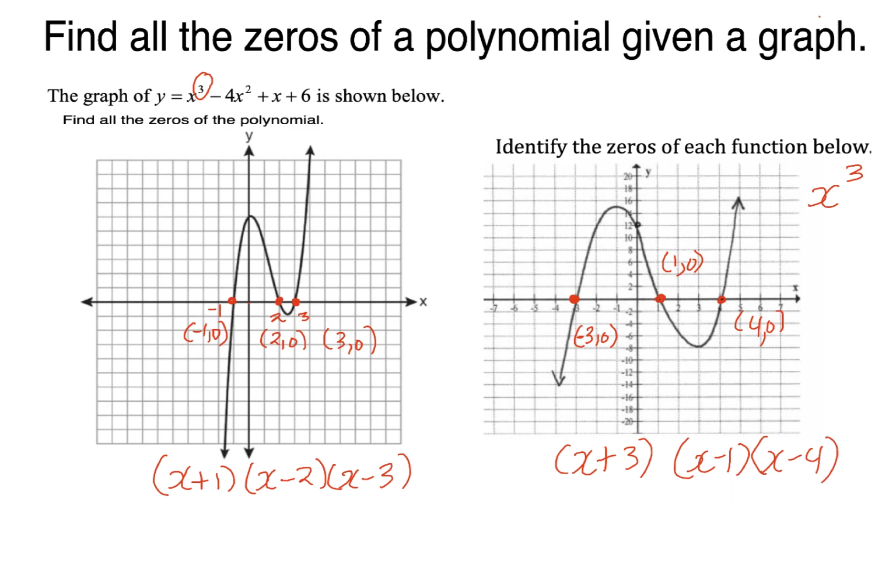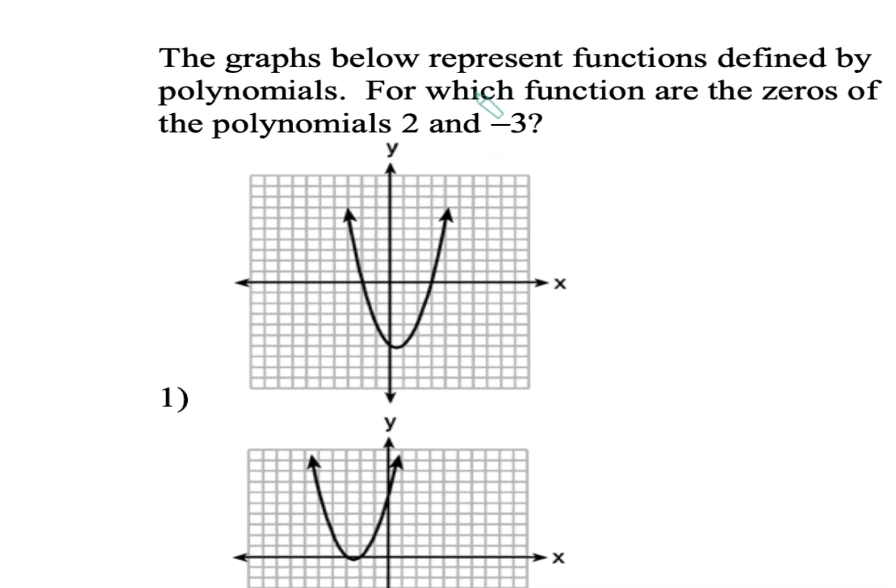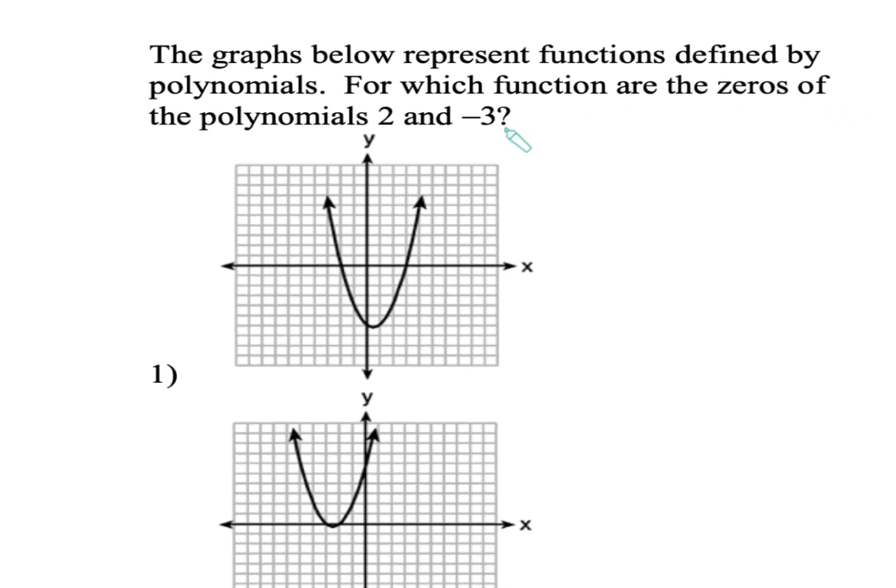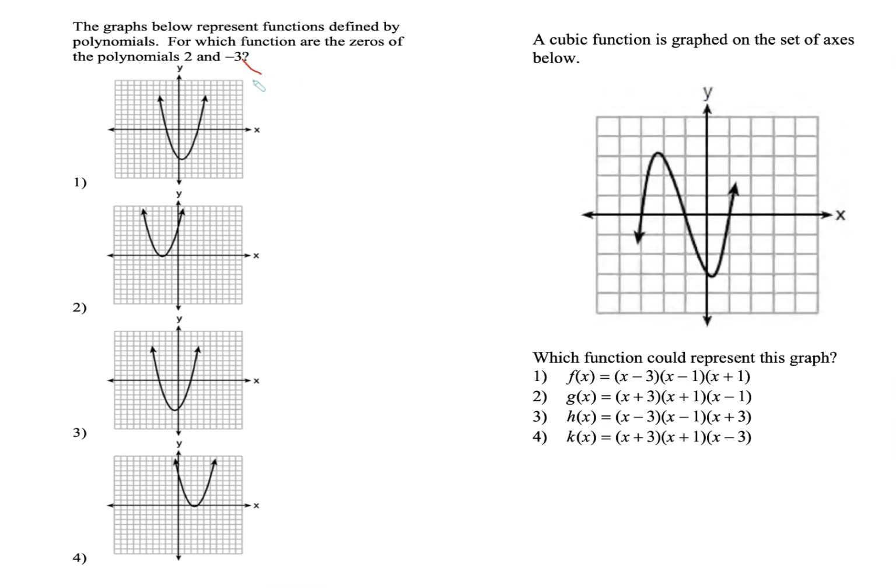Let's try some multiple choice. The first one says, the graph below represents functions defined by polynomials. For which function are the zeros of the polynomial 2 and -3? So we're looking for the x-intercept. So we're looking for the graph that cuts the x-intercept at 2 and -3.